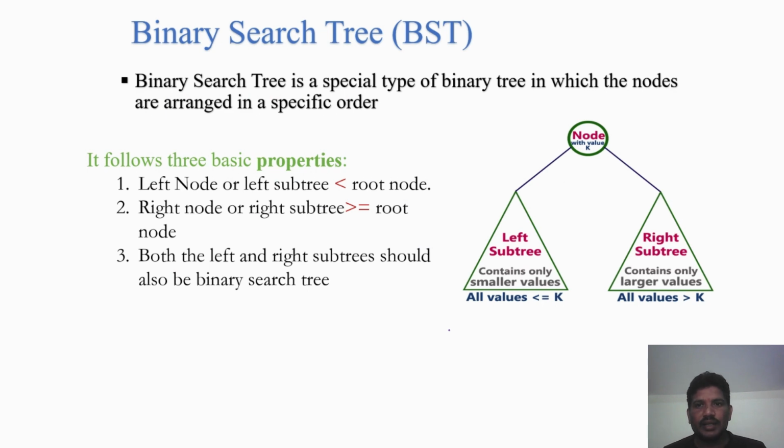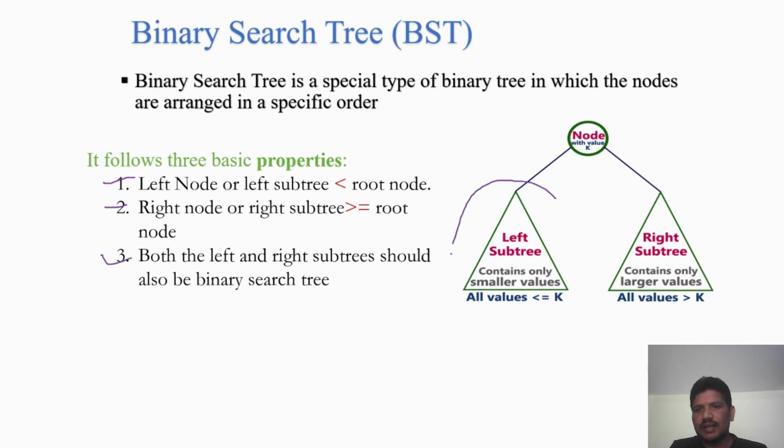A binary search tree is a binary tree. The data can be organized in a particular order. Then how can the data be organized in a particular order? You can see the three basic properties. Here, all elements in the left subtree are less than the root node, then all elements in the right subtree are greater than the root node. Then the third property is that both the left subtree and right subtree should also be binary search trees. Got my point? The first property, the second property, then the third property.